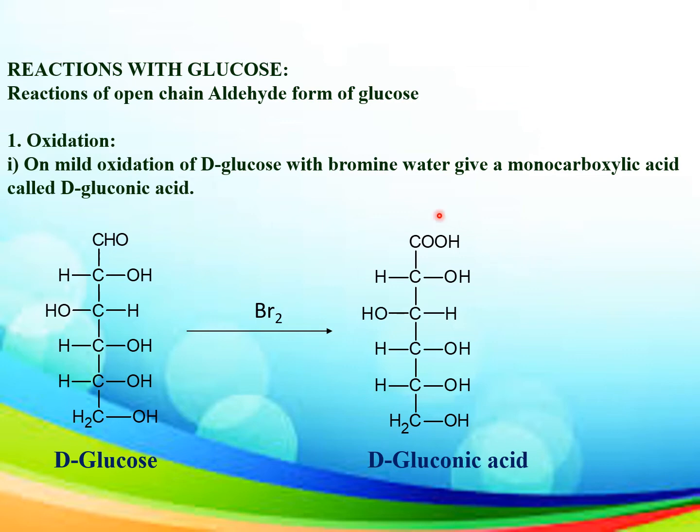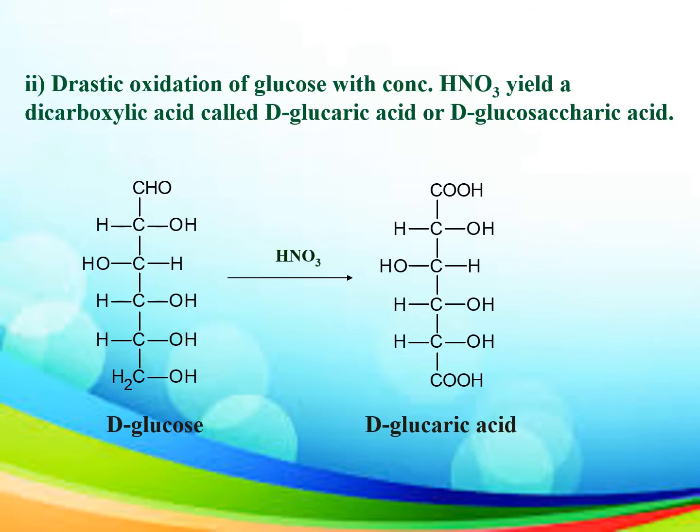The reaction takes place at the first carbon atom only. The remaining 5 carbon atoms are left as it is. Drastic oxidation of D-glucose with concentrated nitric acid yields dicarboxylic acid, D-glucaric acid or D-glucosaccharic acid. Both are same. D-glucose on drastic oxidation with nitric acid, that is strong oxidation, we get D-glucaric acid.